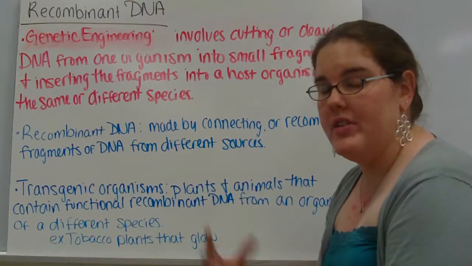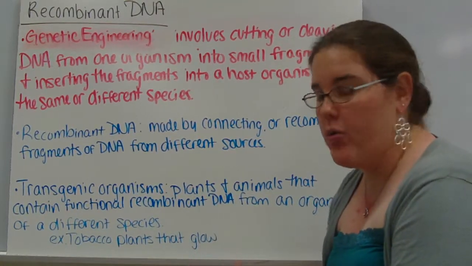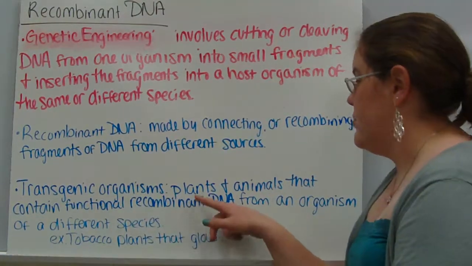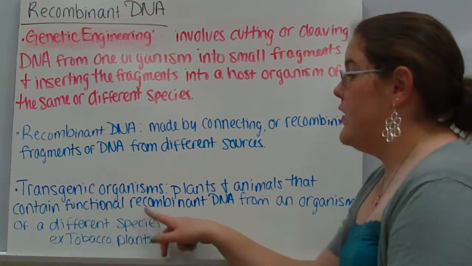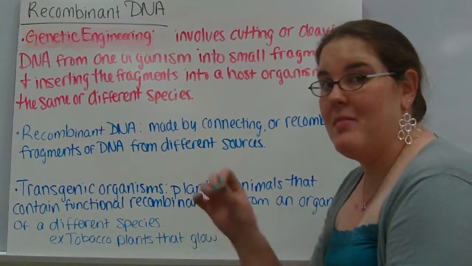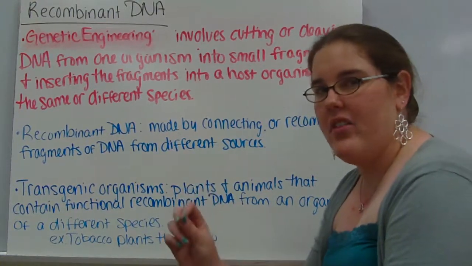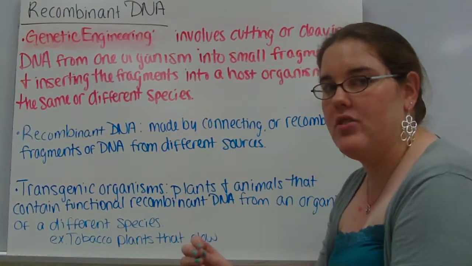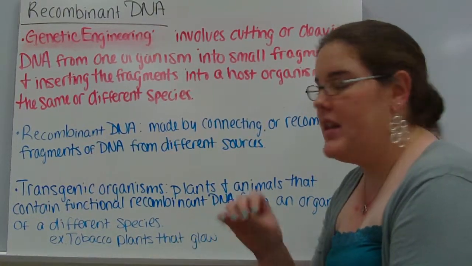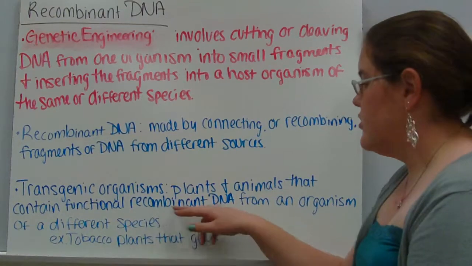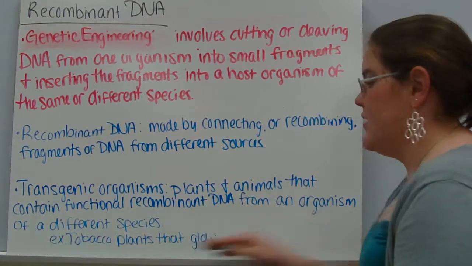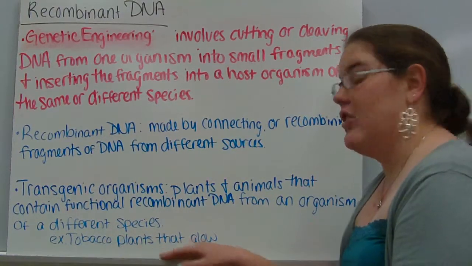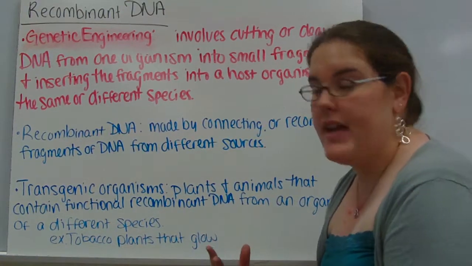Now, if you put recombinant DNA into a different organism, you're going to end up with what is called a transgenic organism, which is a plant or animal that contains functional recombinant DNA, and that's the key. It has to be functional. It can't just be kind of in there where the DNA didn't really take. It has to be contributing that characteristic or that extra DNA into that host organism, from an organism of a different species. Okay, so again, an example is your tobacco plants that glow from your firefly DNA.